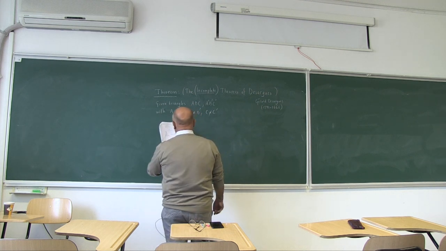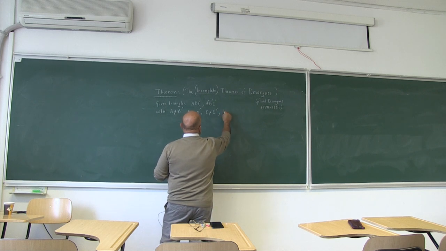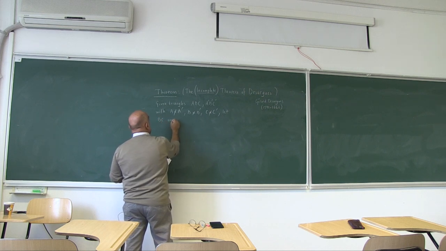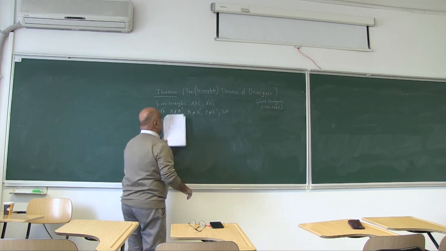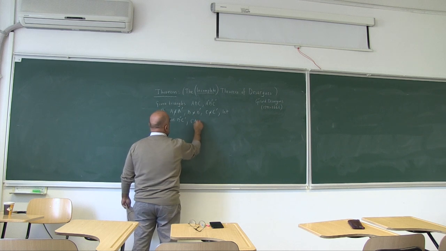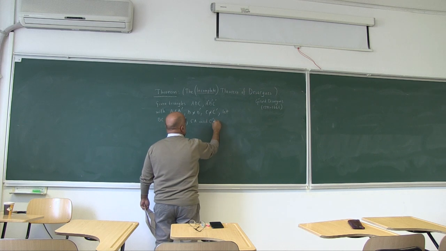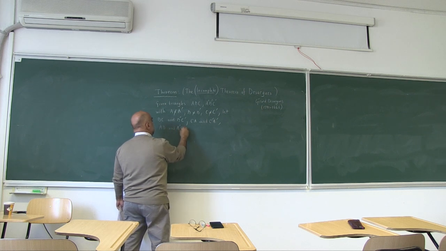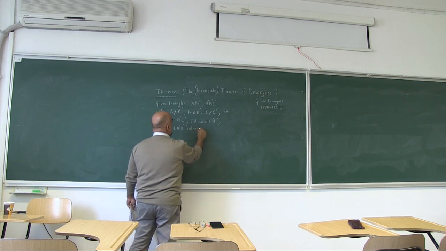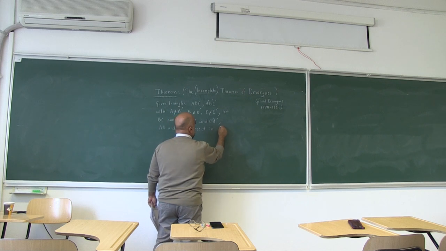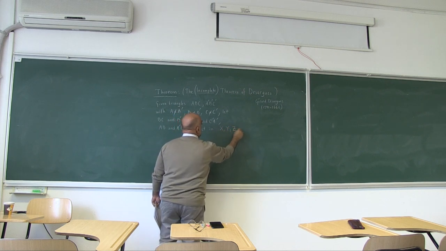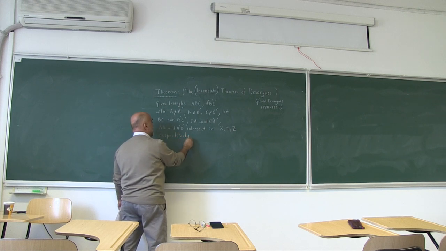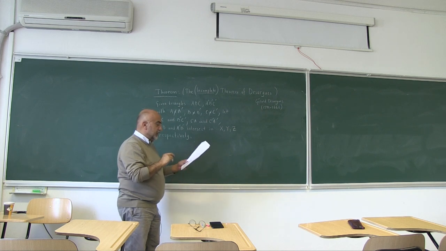Given ABC, this is an assumption too. Let BC and B prime C prime, okay, so the two sides of the triangles, and let me go on, CA and C prime A prime, and finally, AB and A prime B prime intersect. So I'm assuming that they do intersect, and the points X, Y, Z, respectively. I shall soon draw the diagram so that the situation will become clear. If they do that, the following happens.